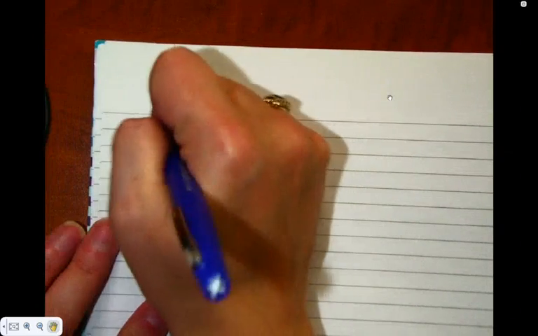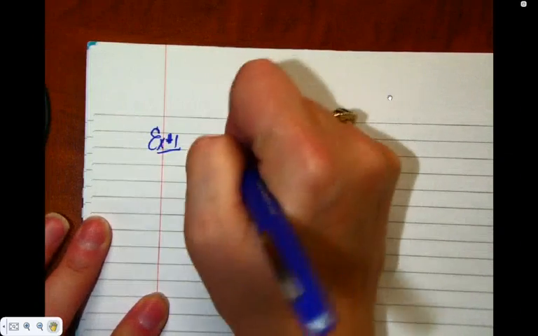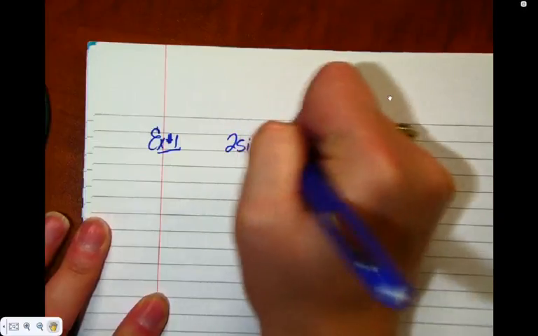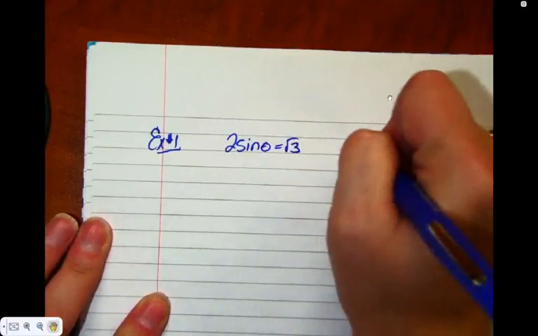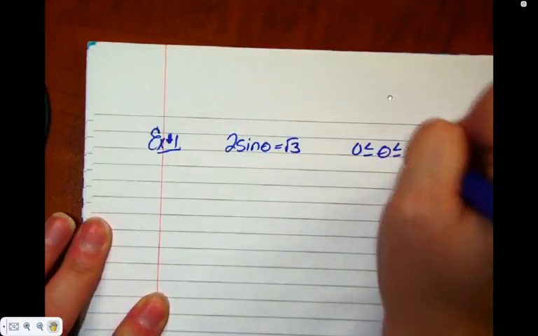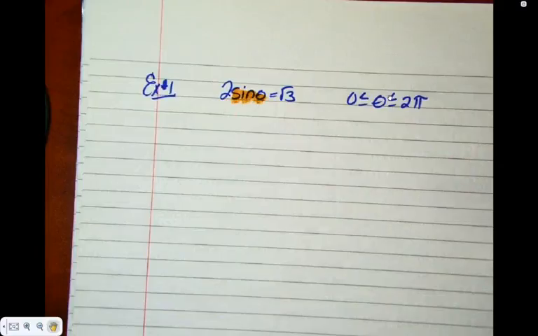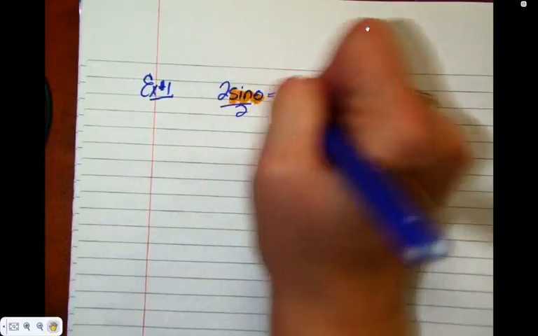Okay, now you do with me example number 1. 2 sine theta equals the square root of 3, with 0 less than or equal to theta less than or equal to 2 pi. Step number 1, isolate the trig function. If you're a visual person, sometimes highlighting it tells you what you need to take away. So the sine theta is what I need left. It means the 2 needs to go. What's the opposite of timesing something by 2? So divide each side by 2.